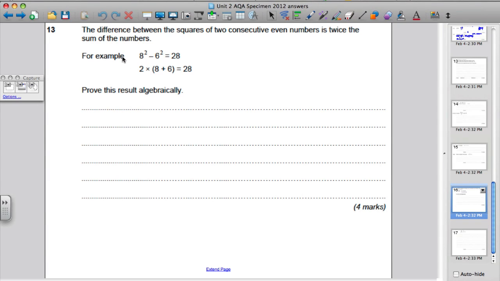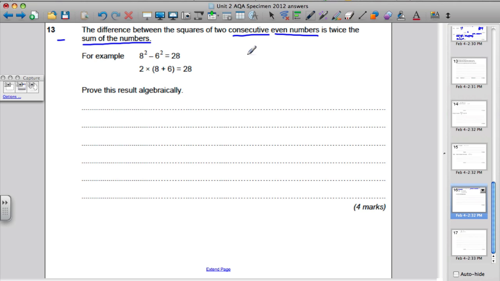In this question, we're trying to do a proof. We're trying to show that the difference, that's when you do a subtraction, between the squares of two consecutive even numbers is 2 times the sum of the numbers. And it gives you an example. It says 8 squared take away 6 squared, 2 consecutive evens, is 28. And if you double the sum of 8 plus 6, 8 plus 6 is 14, and you double that, you get 28 as well. But they want you to prove it algebraically.